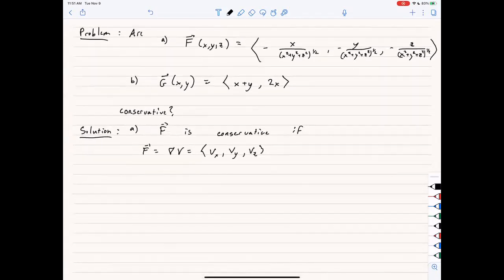And so now this is three equations, right? The first equation gives us Vx equals minus x over x squared plus y squared plus z squared to the power 1/2. And if you're thinking about this, I'm trying to find a function whose partial with respect to x is this function on the right. So how do people feel?